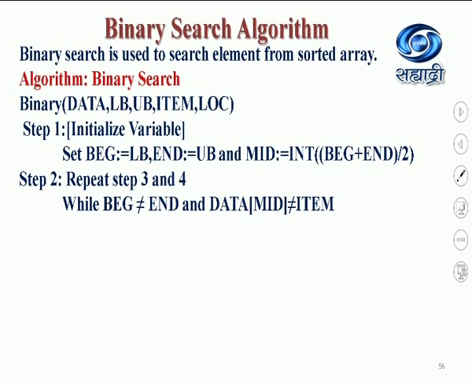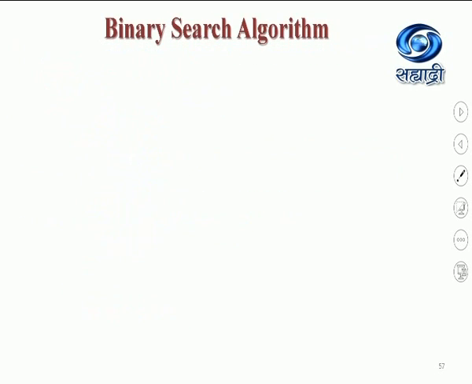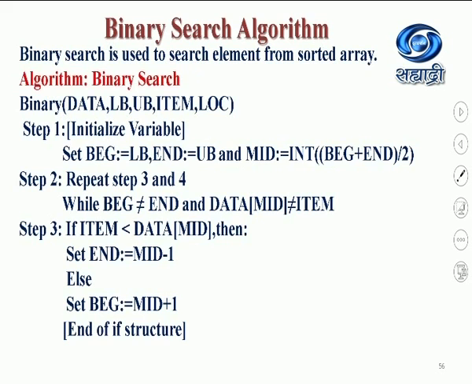What are steps 3 and 4? Repeat while beg is not equal to end and data of mid is not equal to item. So the steps are, first, compare the given key element with the data of mid, and the fourth step is to change the value of mid.